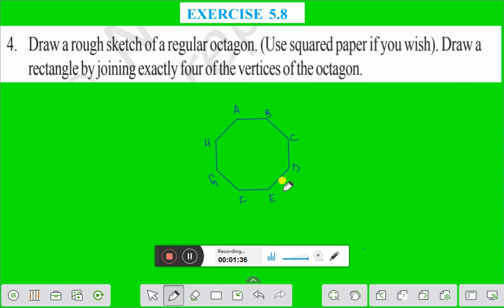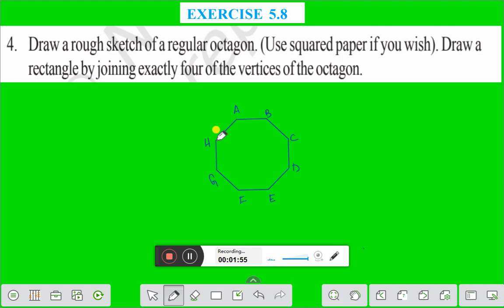Right? Now the question is, use squared paper if you wish. You can also use a squared paper. Draw a rectangle by joining exactly 4 of the vertices of the octagon. You have to make it a rectangle. Let us take these 4 vertices, that is H, G, D and C.